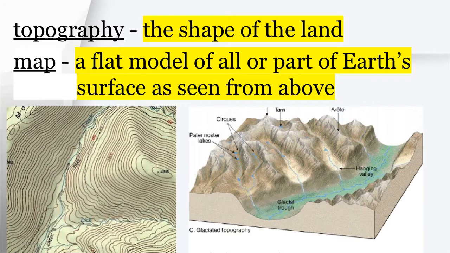And a map is a flat model of part of the Earth's surface that you can see from above. So it's a flat object, right? A two-dimensional thing that's trying to show us a three-dimensional object. The surface of the Earth has 3 dimensions, right? And we're looking at it from above. It's like you were a bird and you're flying overhead, and that's what you see on the map.